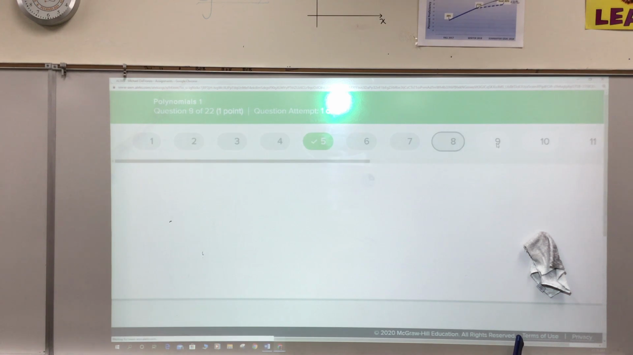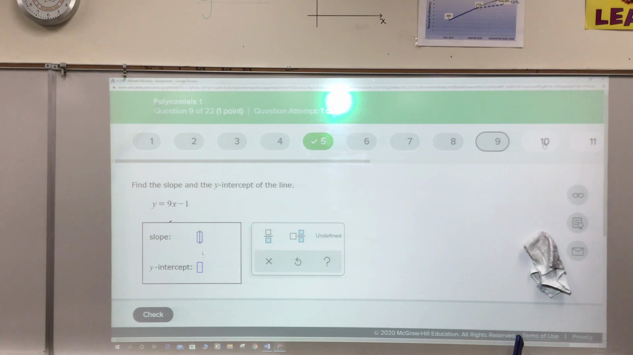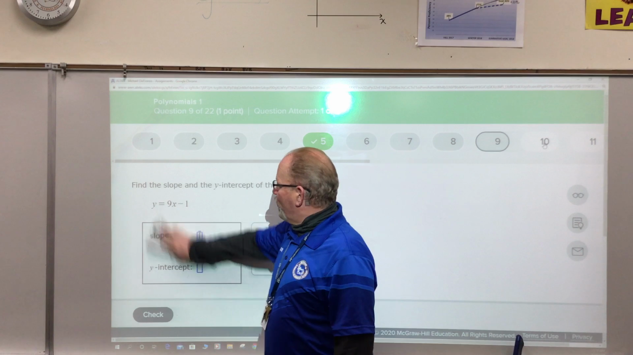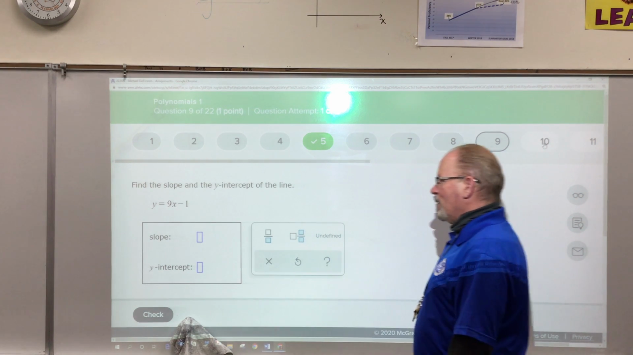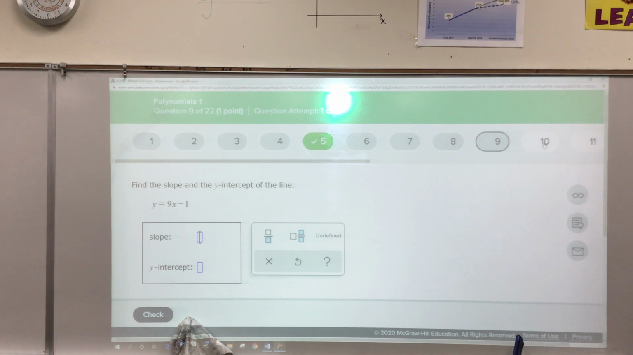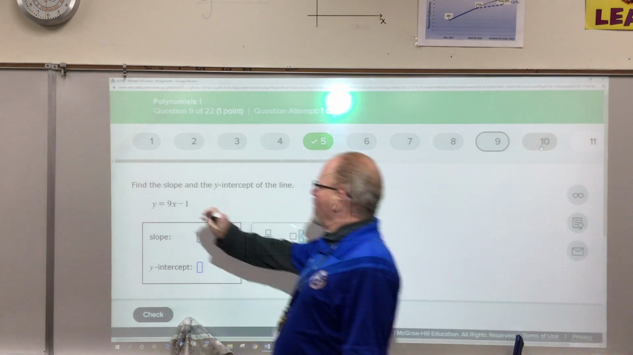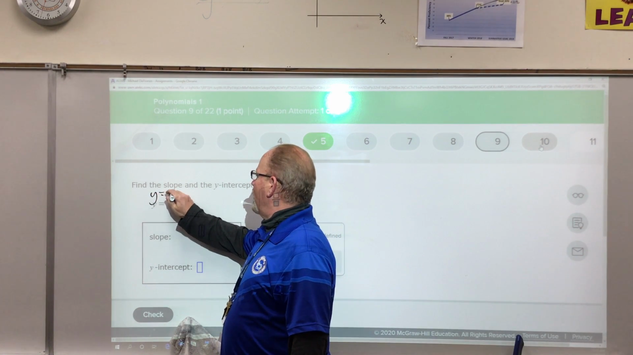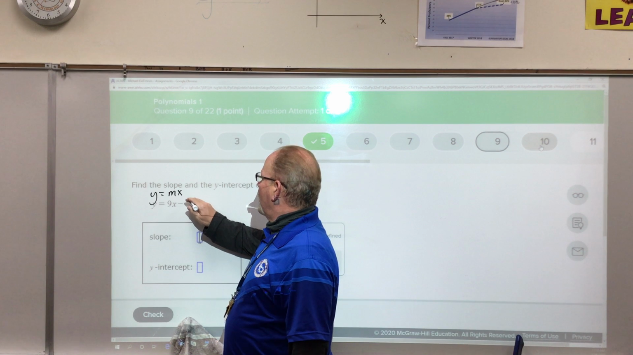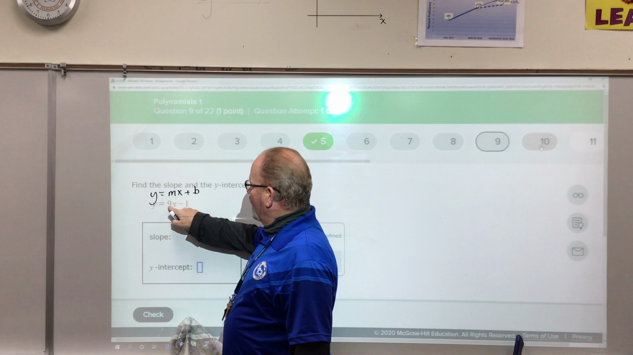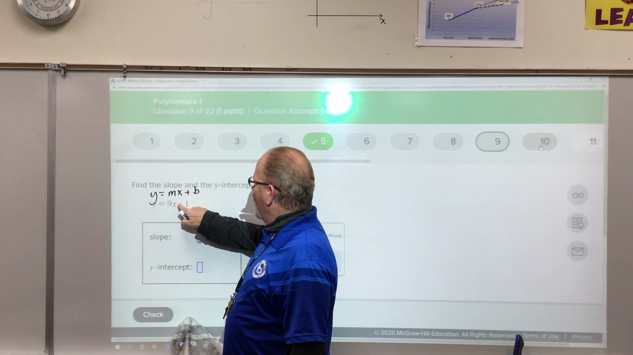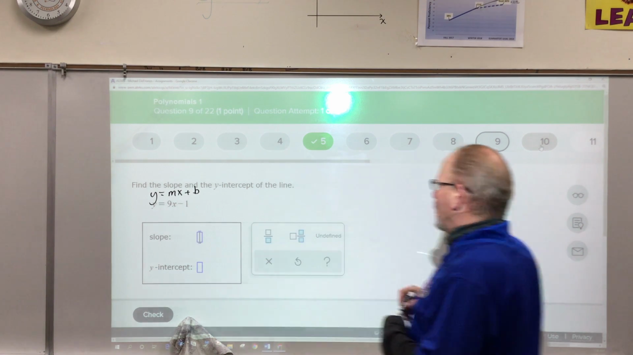Okay, so another one like that. Find the slope and the y-intercept. Well, we got to know this by now. The slope is 9, the y-intercept is -1. Right? Y equals the slope m times x plus b, the y-intercept. Slope is 9, the y-intercept is -1.